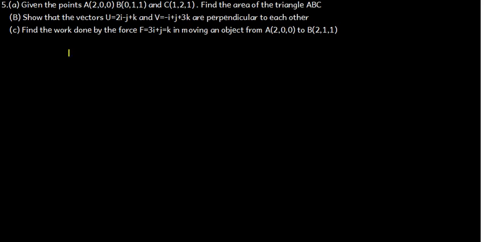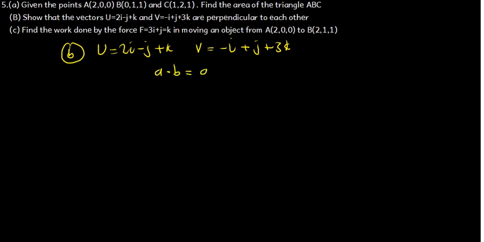Now, question B. Show that the vectors u, which is equal to 2i minus j plus k, and also v, which is equal to negative i plus j plus 3k, are perpendicular. Now, we know that from the dot product, a dot b is given as the magnitude of a multiplied by the magnitude of b, and then cos theta. For perpendicular vectors, the angle between them is 90 degrees. The cosine of 90 is 0, so this portion is going to be 0. So what we want to show is a dot b equal to 0.